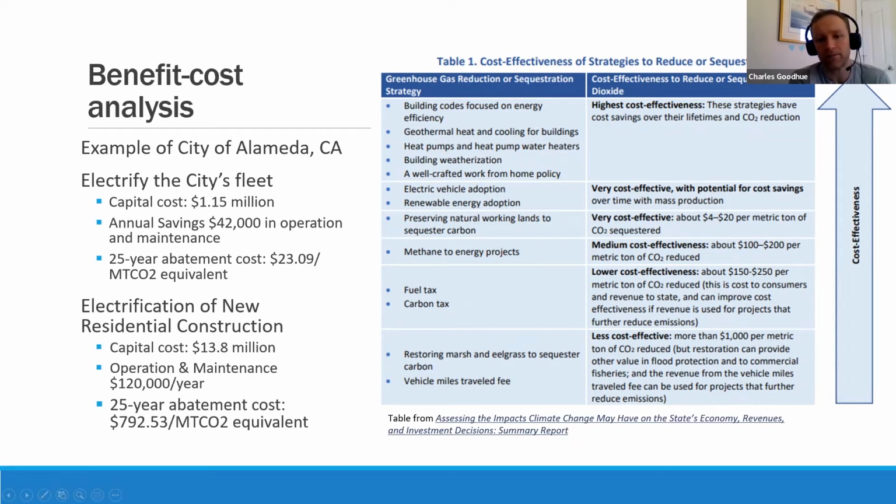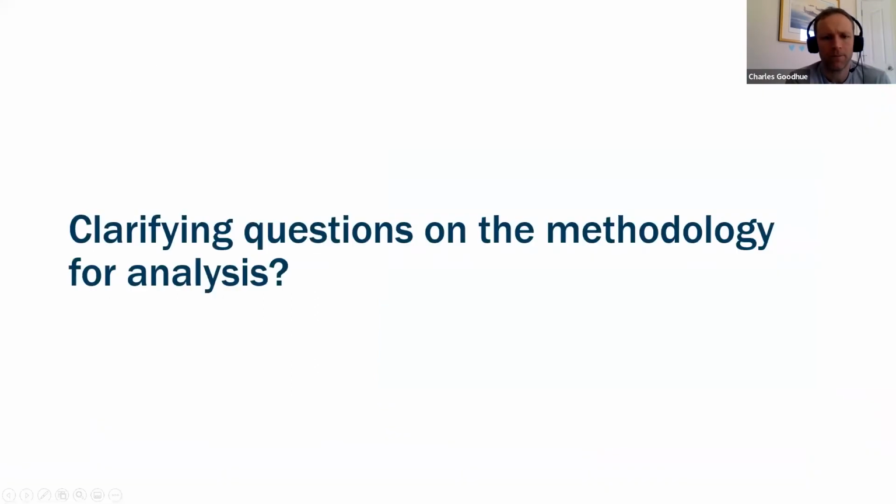So that's one type of metric that you would typically see. In addition to the benefits are about X when you include financial, health benefits, and reductions in climate change impacts. And the costs are about Y, both capital and operation and maintenance. Next slide.